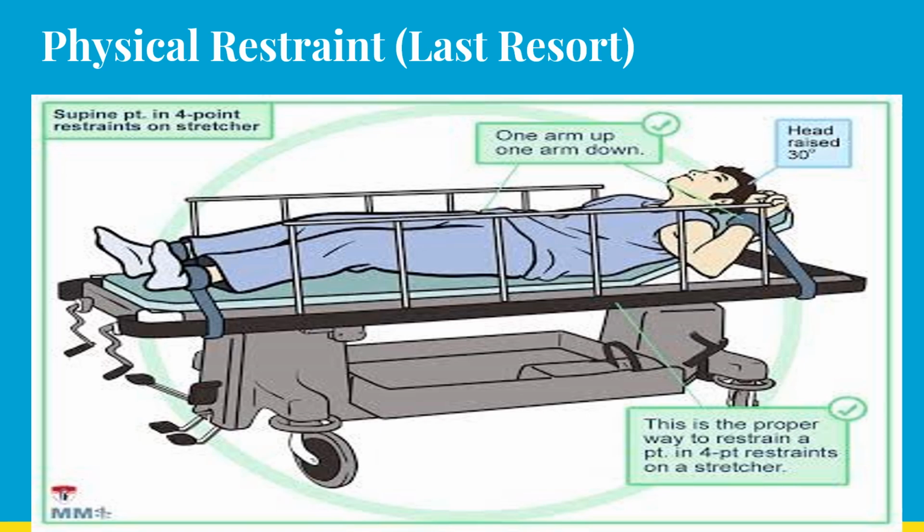So this is how the patient should be restrained. It could be 2-point or it could be 4-point. In 4-point restraint, one arm is upward, one arm is downward, and two legs are tied. And in 2-point restraint, one arm and one leg will be tied.